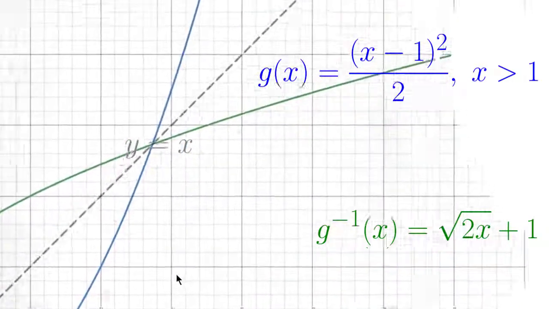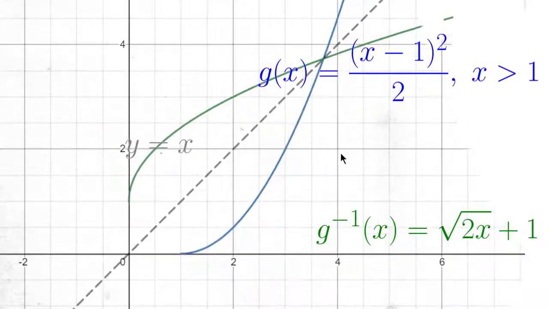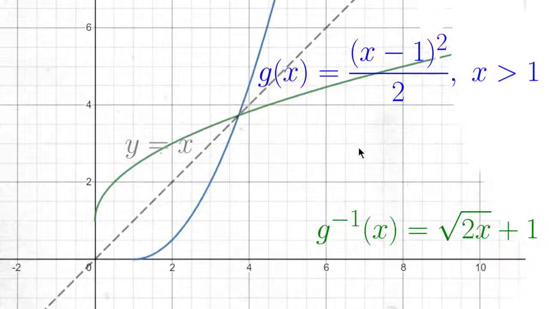I can go up here and show you, or we can even zoom out, and you'll see that that's exactly what's happening. One graph is the reflection of the other one across the line y equals x. So that's another way to think about the inverse function. If you reflect the original function across this line, you've got its graph as a function of x.